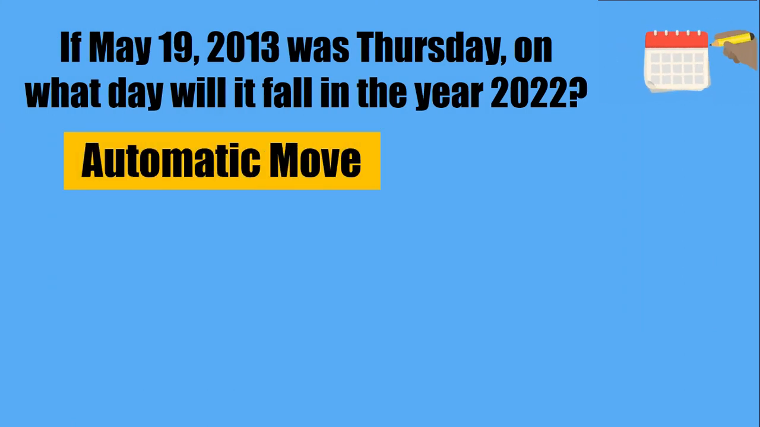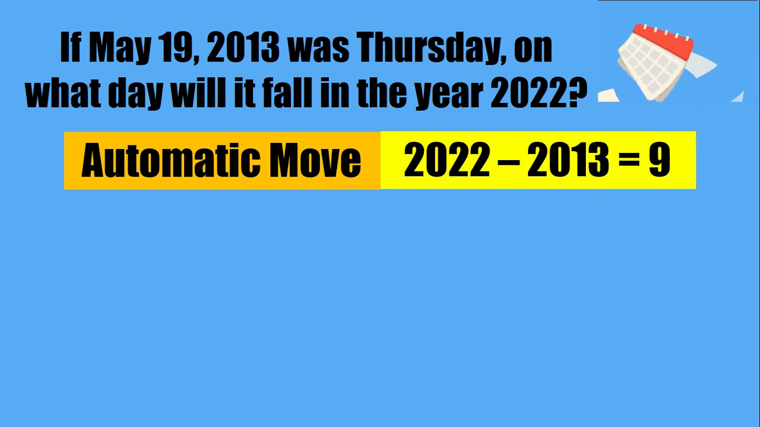all we have to do is to determine how many years there are in the interval from 2013 to 2022. So all we need to do is subtract 2022 minus 13, and the answer is 9. So this indicates that there are 9 years. 9 years is equivalent to 9 moves of days from Thursday, because according to the given, May 19, 2013 was Thursday. We know that the 9 days that we've got are the automatic moves for every year.